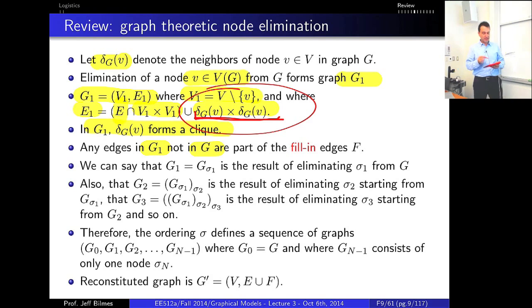And so notationally what we can do is say, okay, well G1 is this graph G with sigma 1. So we have this string of sigmas. Let's just define this up here: sigma is just an ordering.